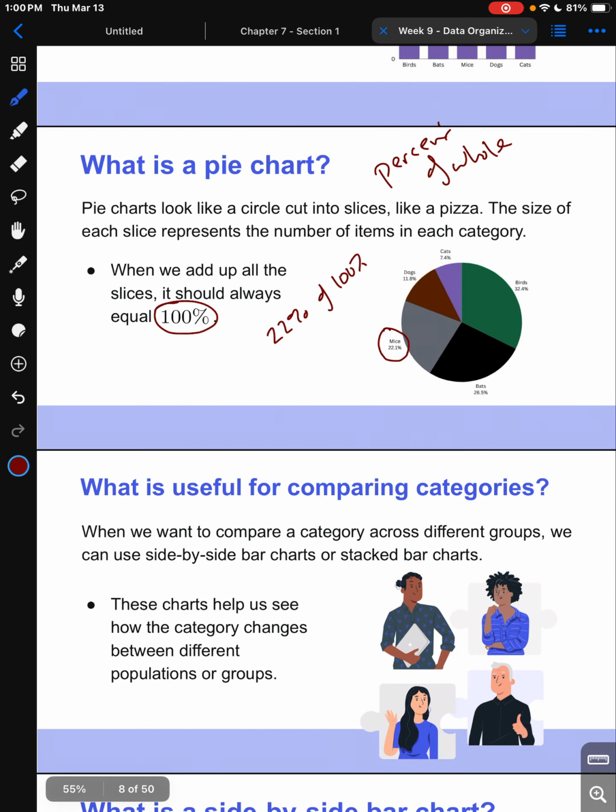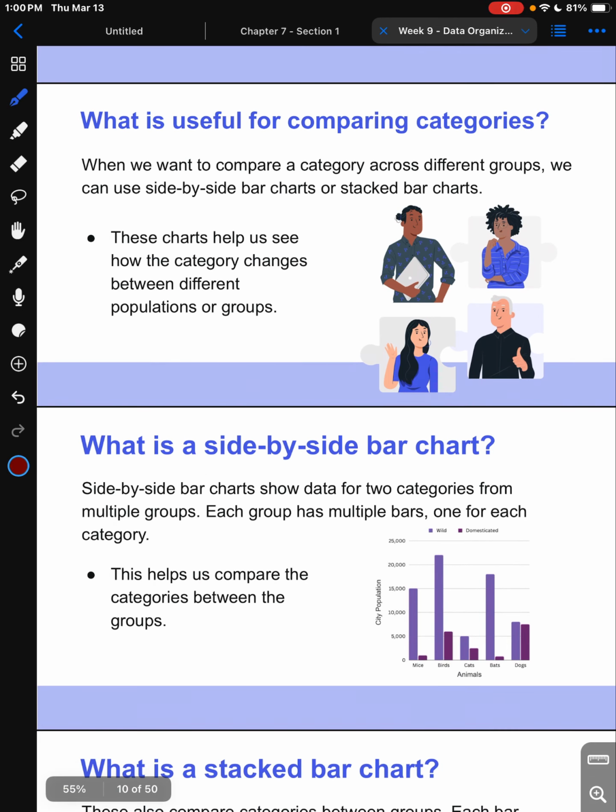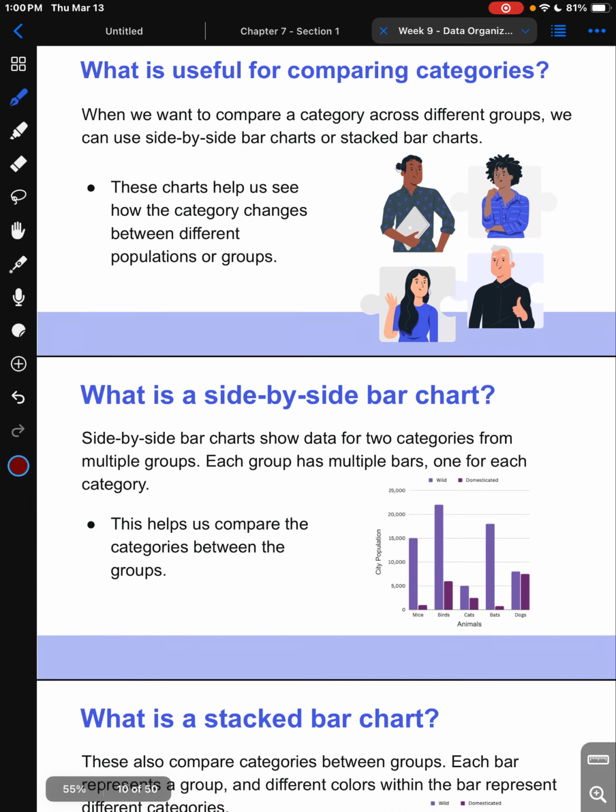When we want to compare a category across different groups, we can use side-by-side bar charts or stack bar charts. I use a lot of side-by-side bar charts in my job. Like, I'll compare grades. They do mice, birds, cats. I would do grade, and then male or female would be my bars. So this is grade 1, and then I would look at males or females. So that's another type of bar chart.